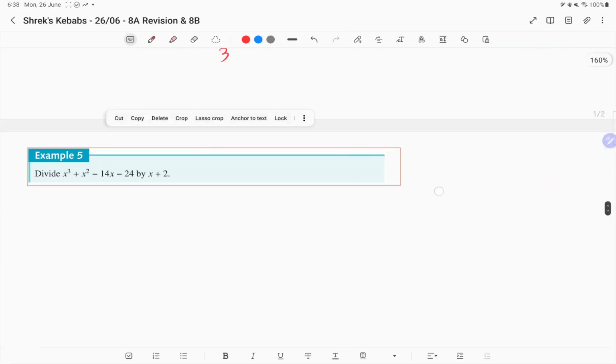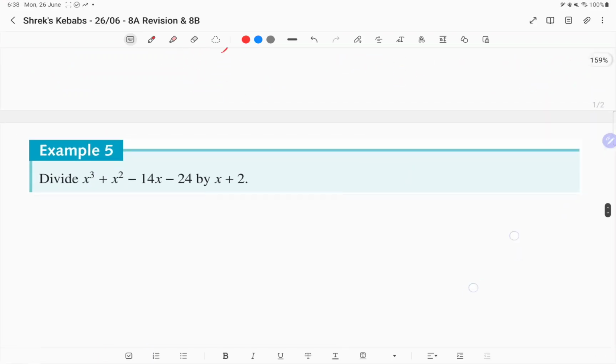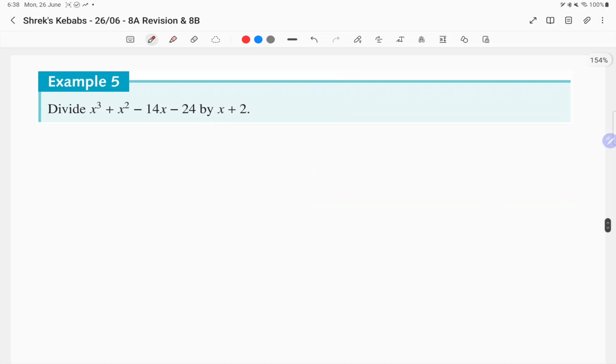So this chapter we'll do it bit by bit. I won't explain everything all at once, otherwise you guys will be very confused. Okay, so divide this by x plus 2. Same thing, you take that number there, right? Actually I'll write it in the middle. So x cubed plus x squared minus 14x minus 24. Divide that by x plus 2.